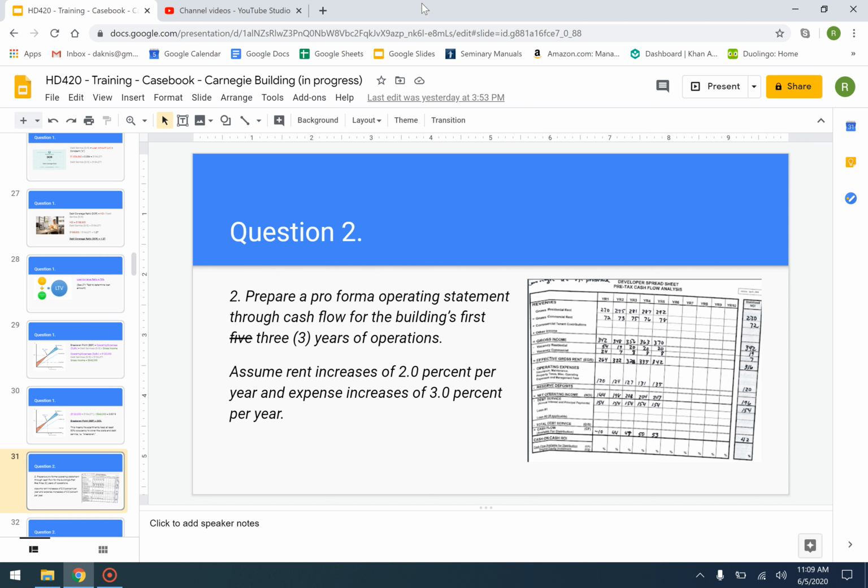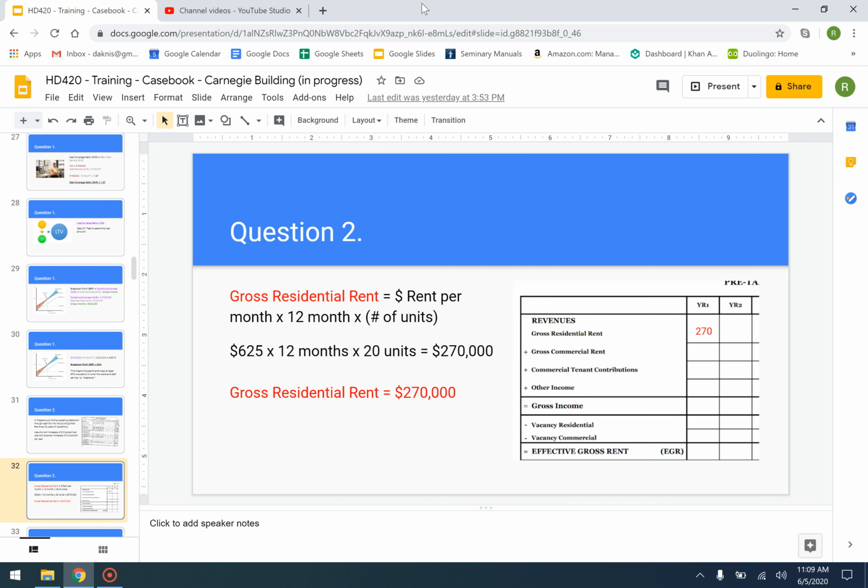operations. That was what's originally in the book, but we're told to actually just do 3 years, so I crossed out the 5. Assume rent increases of 2% per year and expense increases of 3% per year. Okay, so this is going to take a little bit, but we'll just take it one piece at a time and we'll get through it.